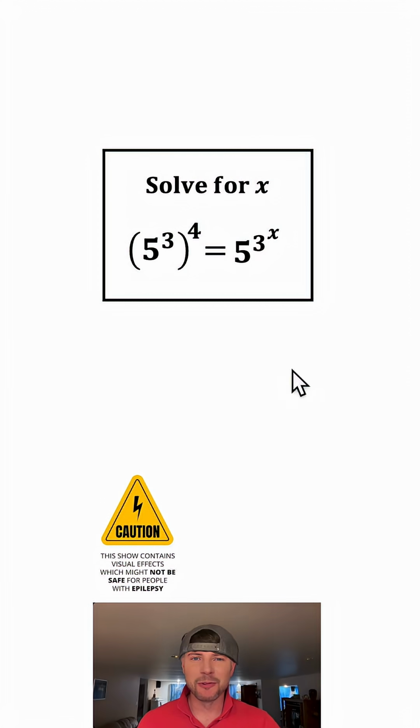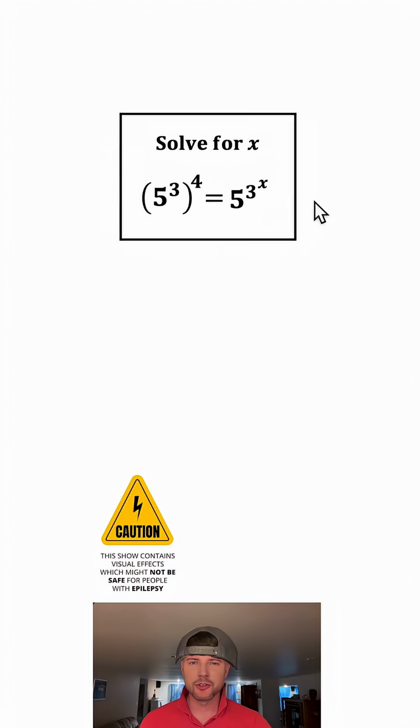Hey guys, this looks like a fun one, and it's not as easy as it looks. It's (5 cubed) to the power of 4 equals 5 to the power of 3 to the power of x. If you want to try it on your own, pause it right now, because I'm going to solve it in 3, 2, 1.